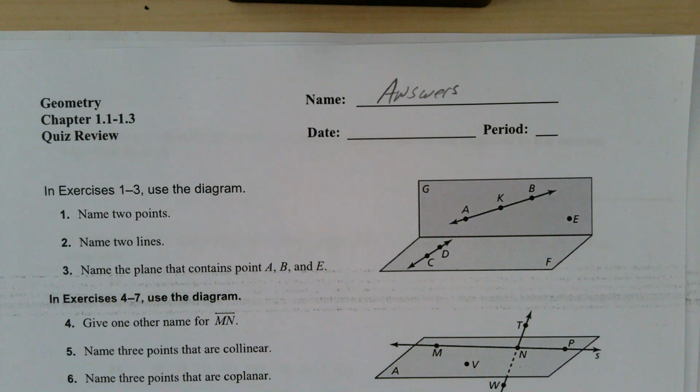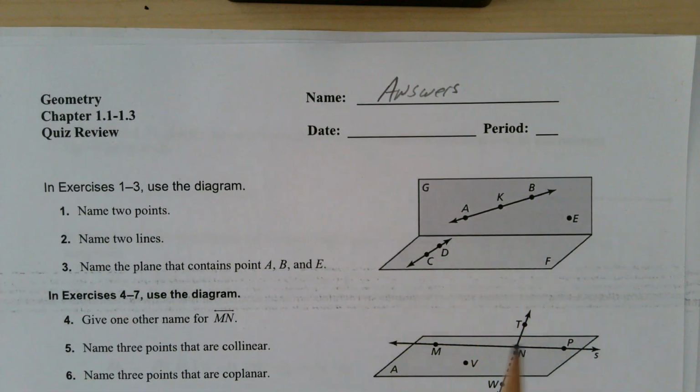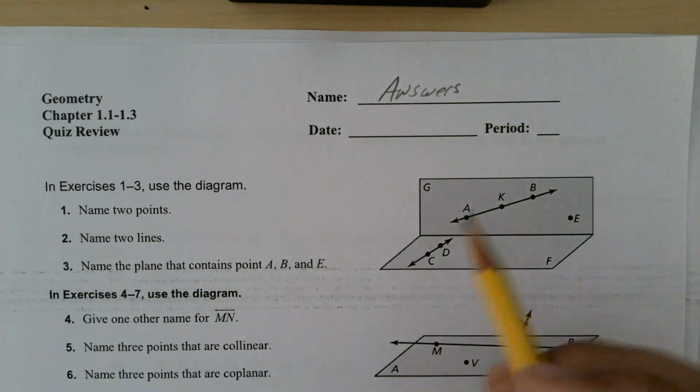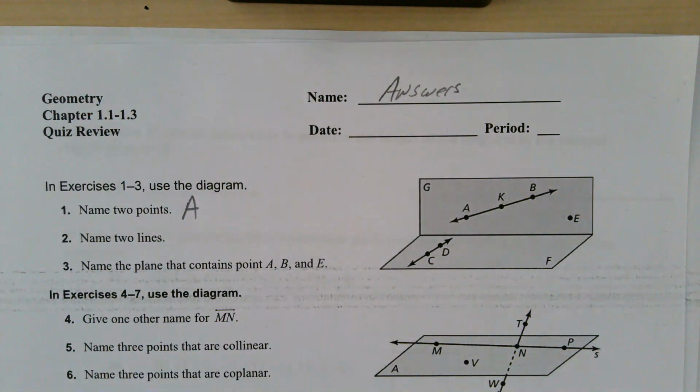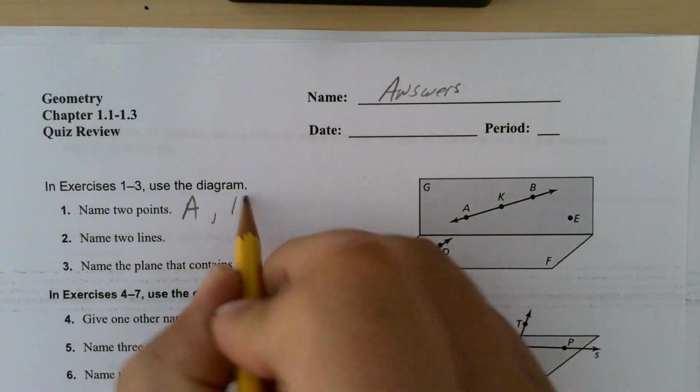So, the first couple questions, we are just looking at these two planes, okay? And we're going to answer some questions. So the first question, name 2 points. There's lots of different answers. So really, A is an answer. So for points, you just use a capital letter. You could use point K.